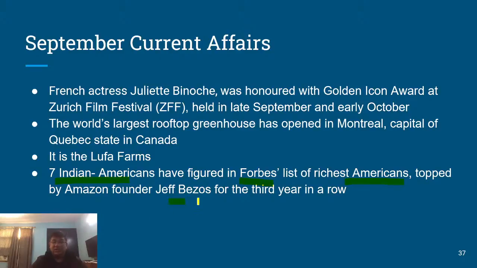So this has been topped by Jeff Bezos, the founder of Amazon, for the third consecutive year. He's number one, and there are 7 Indian Americans. You do not need to know the names of all 7 Indians, but just for your information, you can actually take a look once.